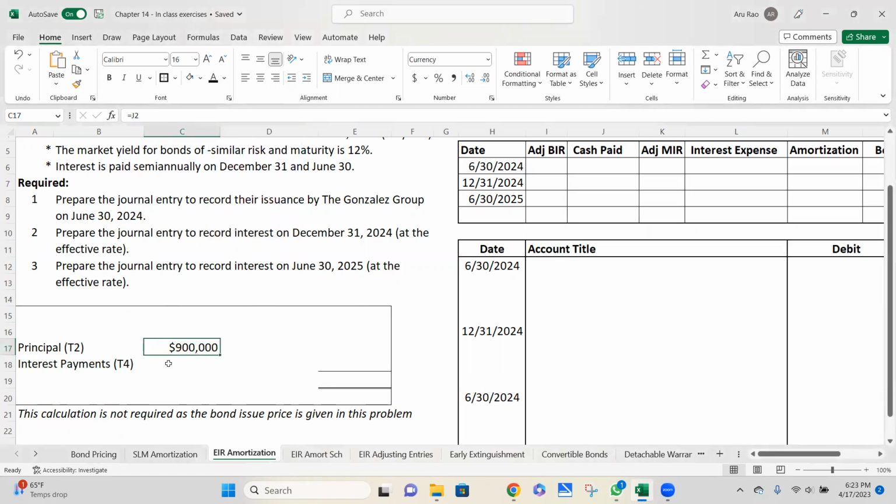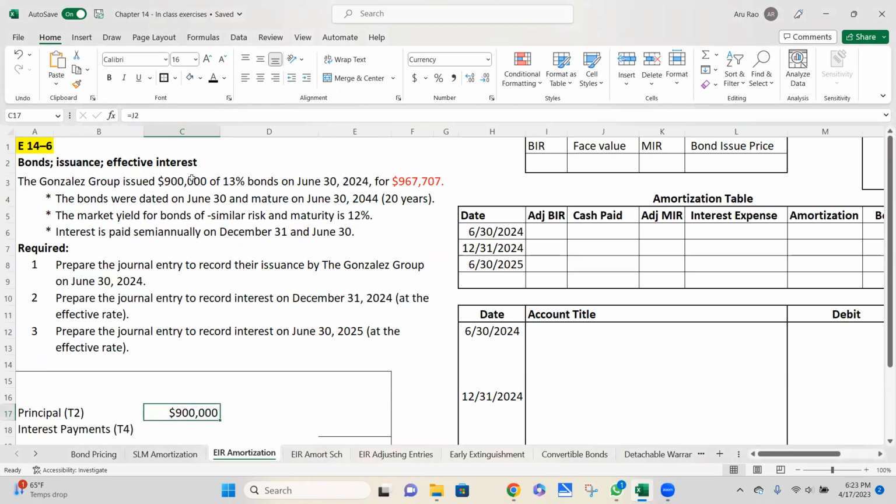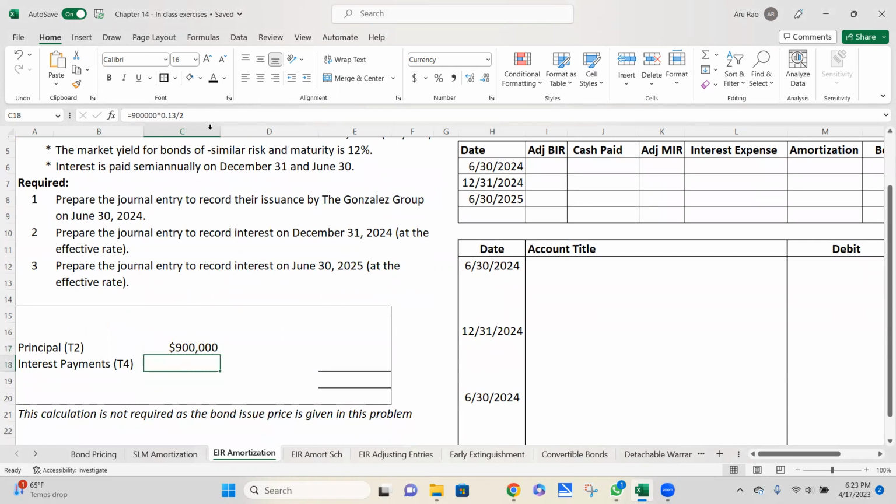So we are borrowing $900,000. We will pay interest at the rate of 13% 2 times a year. So it's 6.5% each time. So that works out to $58,500. Market rate is 12%. We will look up the present value factor for n equals 40, i equals 6. Again, note, it's semi-annual interest payment. That's why I had to make those adjustments.